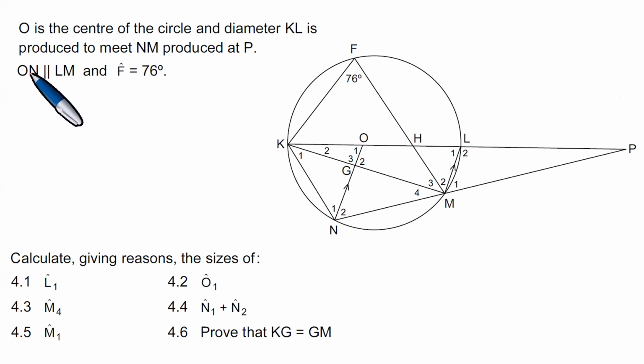Now, the line segment ON is parallel to LM. So you have the line segment ON here, and it is most certainly parallel to LM. And the angle F is actually 76 degrees, and we're able to see the angle of 76 degrees there. Now, calculate, giving reasons, the sizes of the angles. We're looking for the size of the angle L1. What is the size of the angle L1?